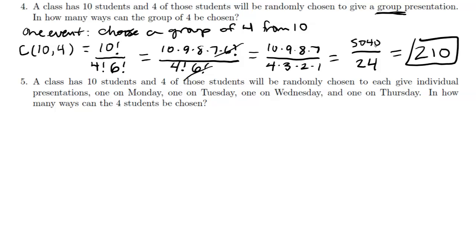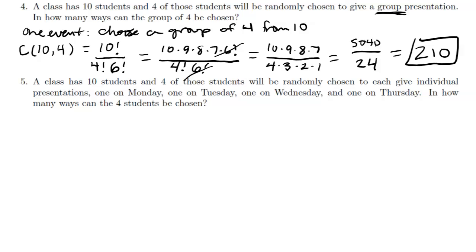Now let's actually go straight into question 5 from here, because it's kind of similar, and we want to compare the two. So question 5 says a class has 10 students, and 4 of those students will be randomly chosen. They each give individual presentations, one on Monday, one on Tuesday, one on Wednesday, and one on Thursday. In how many ways can the 4 students be chosen?